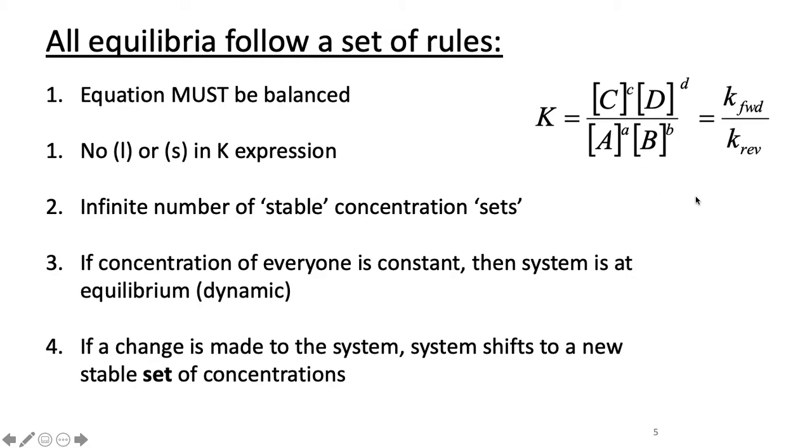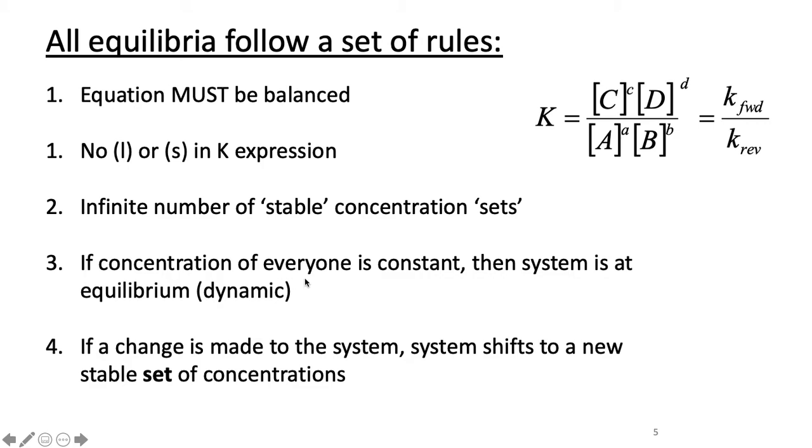If I don't change the temperature, but I change the concentration of one or the other of these species, it's going to affect the forward and the reverse rates, and therefore my reaction is going to proceed in one way or another to change the rest of the concentrations, and therefore I will have a new stable concentration set. You can change concentrations an infinite number of times, giving you an infinite number of concentration sets.